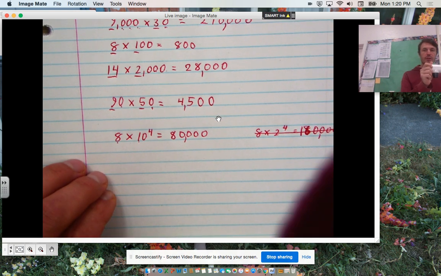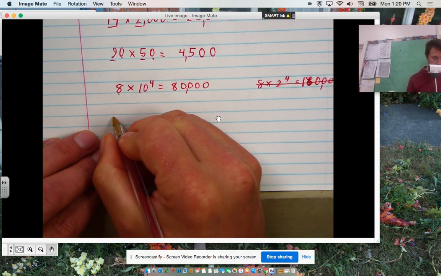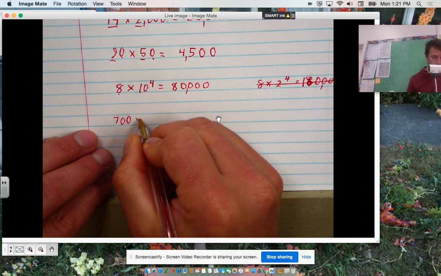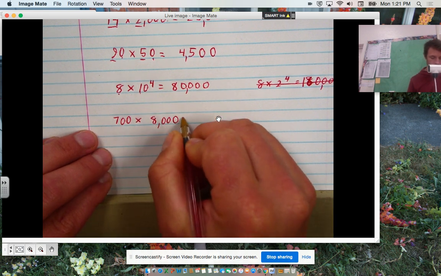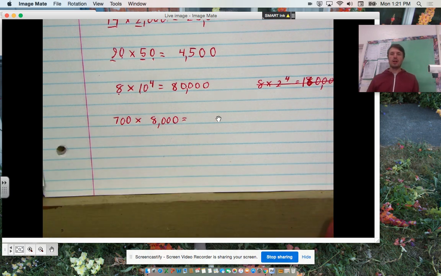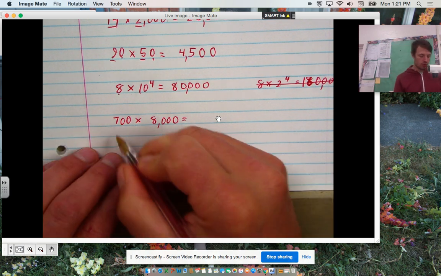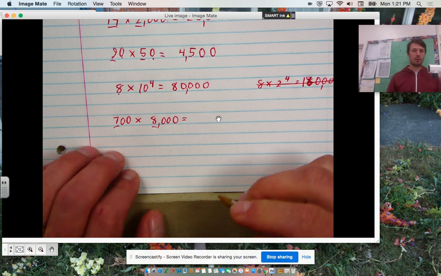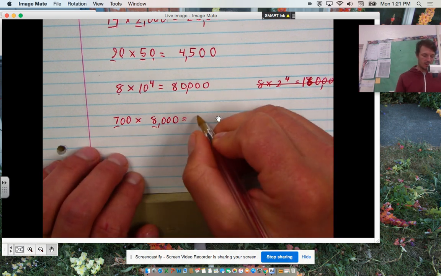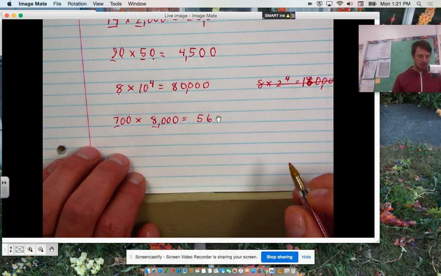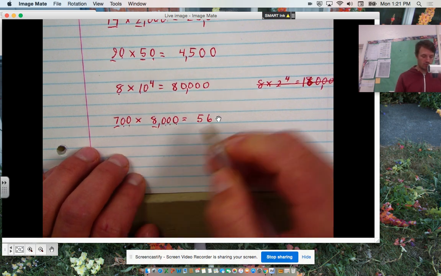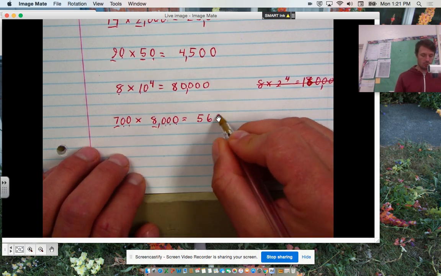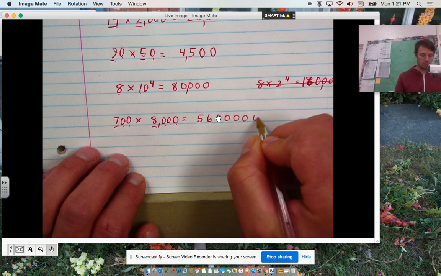Let's do another example together. Let's say we have 700 times 8,000. You don't have to worry about the zeros. Just worry about the non-zero part of the number. 7 times 8 is 56. And then just count the zeros in both factors. 1, 2, 3, 4, 5. Add them to the product. 1, 2, 3, 4, 5.